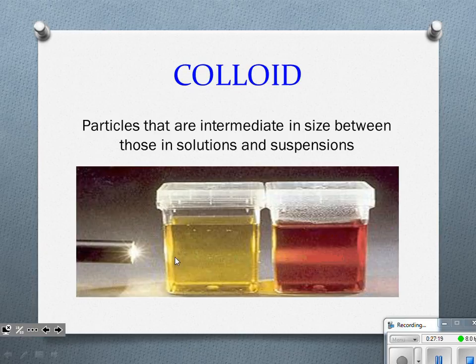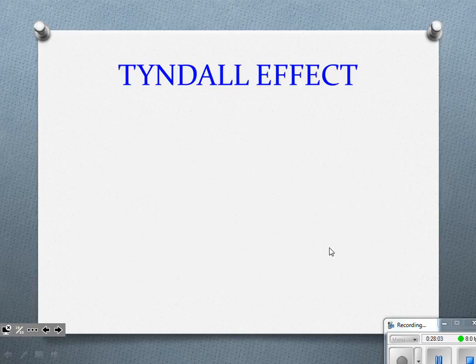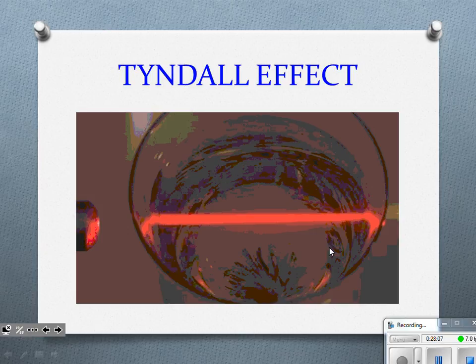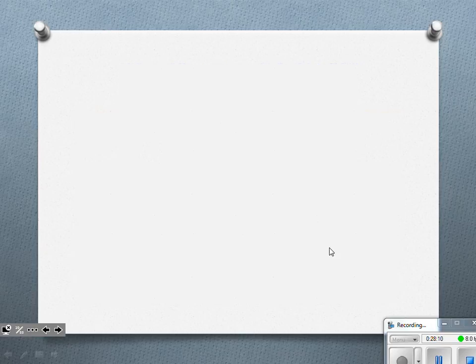This right here is a solution. You cannot see the light. Right here, this is a colloid because that light is being scattered by the particles that are floating in there. Now, the demo I'll show you tomorrow is better than this because you can see it way easier. So this one's a solution. This one's a colloid. And like I just told you, that's the Tyndall effect.